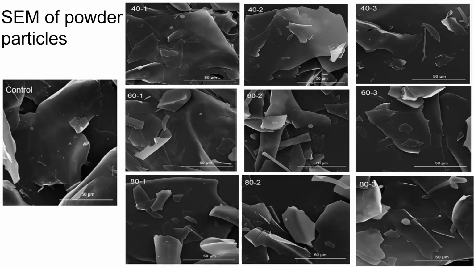Similarly for 80, all the flaky structure is because of lyophilization. So you can see, if you compare with the control, that there is more breakage here or here. But the coalescence that we talked about before is not very visible in the dry samples.